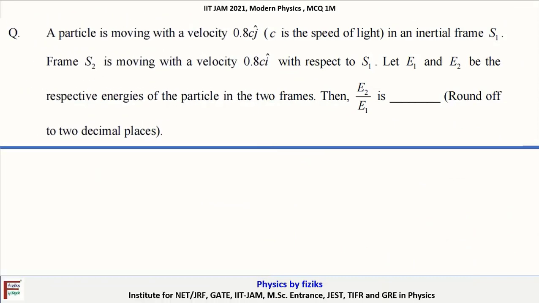In the present problem, a particle is moving with a velocity of 0.8c in an inertial frame S1. So this is S1. Now the particle is moving with velocity like this one, if this is X and this is Y. Now there is another inertial frame S2, and it is moving with velocity 0.8 c.